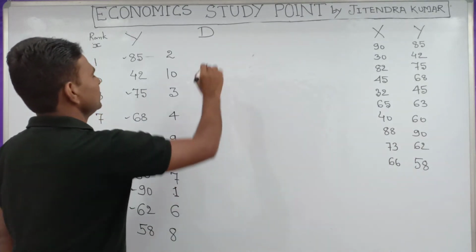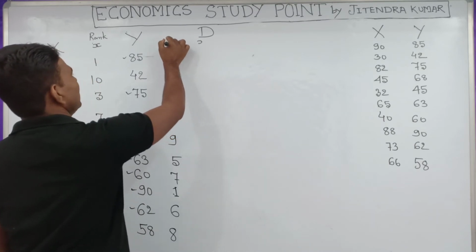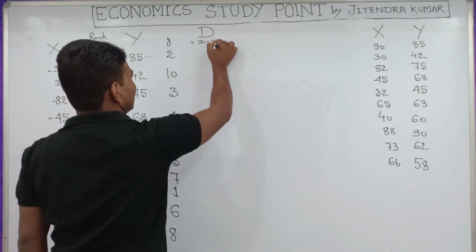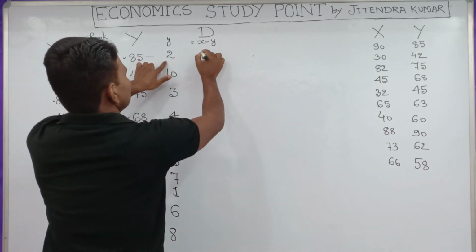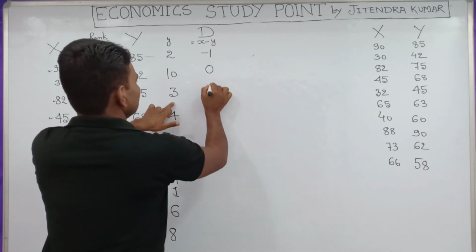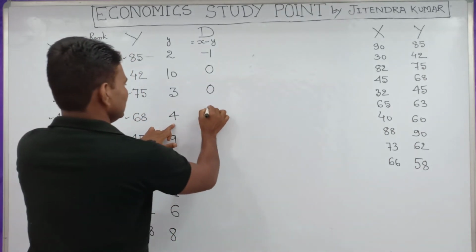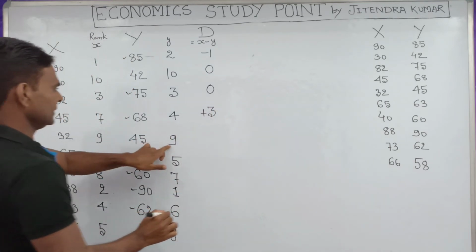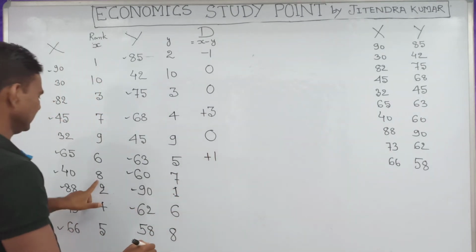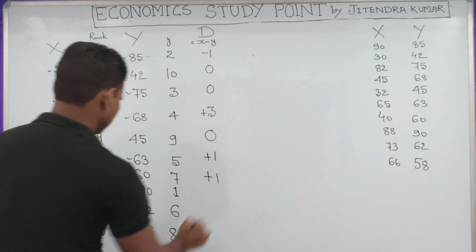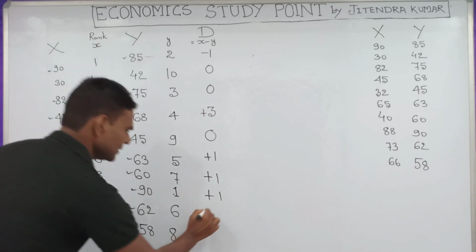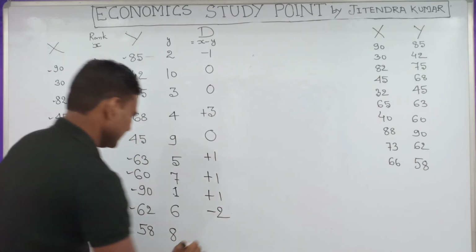Differences between the two ranks: rank in mathematics small x, rank in economics say small y. Difference D equals x minus y. 1 minus 2 is minus 1. 10 minus 10 is 0. 3 minus 3 is 0. 7 minus 4 is plus 3. 9 minus 9 is 0. 6 minus 5 is plus 1. 8 minus 7 is plus 1. 2 minus 1 is plus 1. 4 minus 6 is minus 2. 5 minus 8 is minus 3.